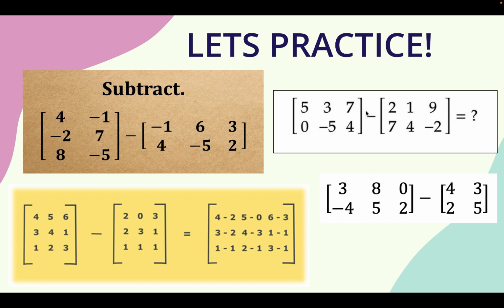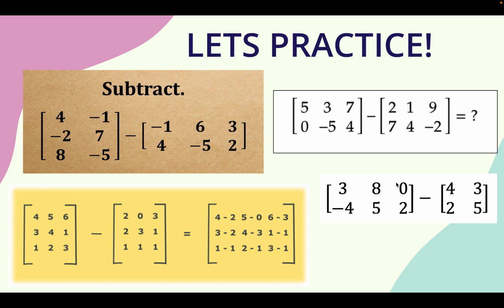You would have 3 minus 1, which is 2. 7 minus 9, which is negative 2. 0 minus 7, which is negative 7. Negative 5 minus 4, which is negative 9. And 4 minus negative 2, which is 4 plus 2, which is 6. I don't have enough space to write these actual matrices down, but you get the idea.